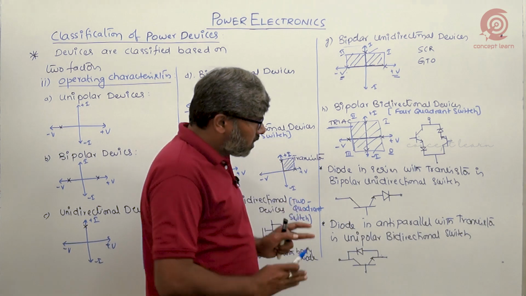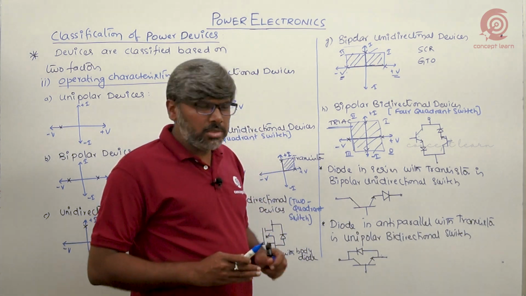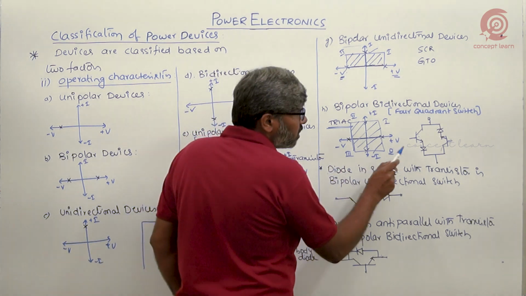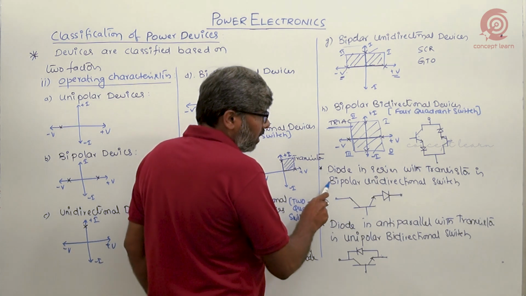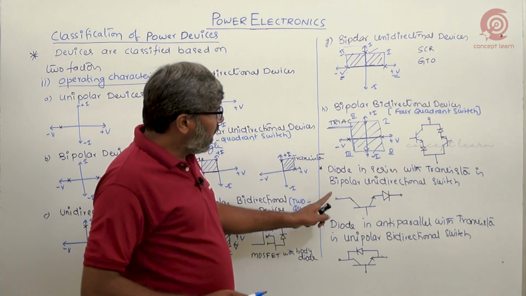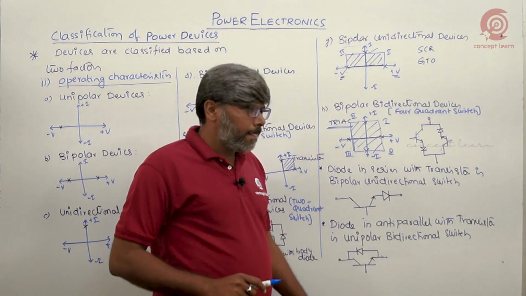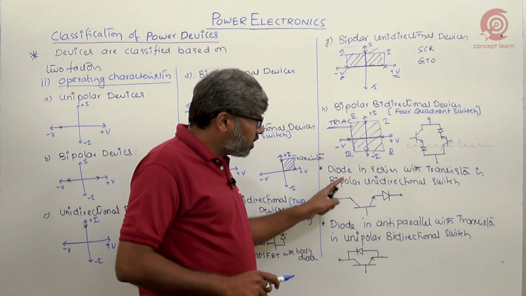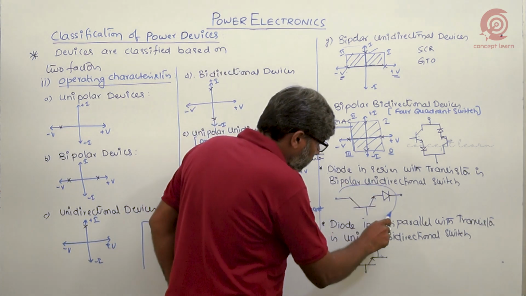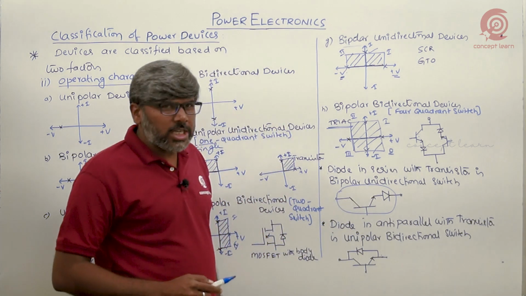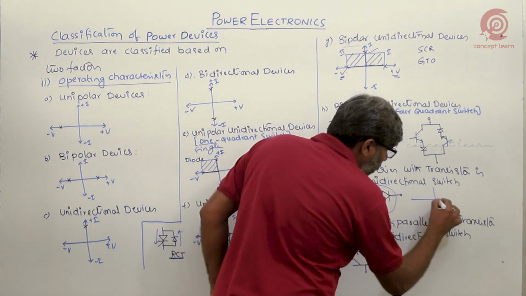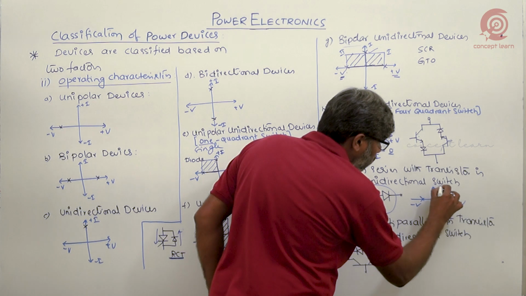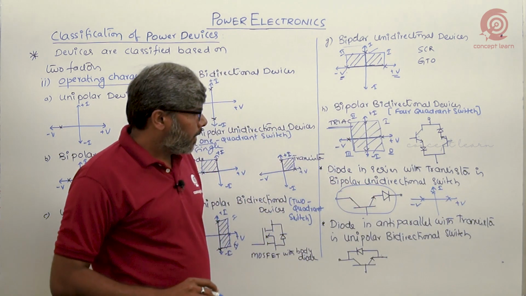Now, there are two important things which are very useful in the examination and competitive examinations. If a diode is in series with a transistor, then the composite switch is called a bipolar unidirectional switch. It blocks both the voltages but allows current in only one direction.